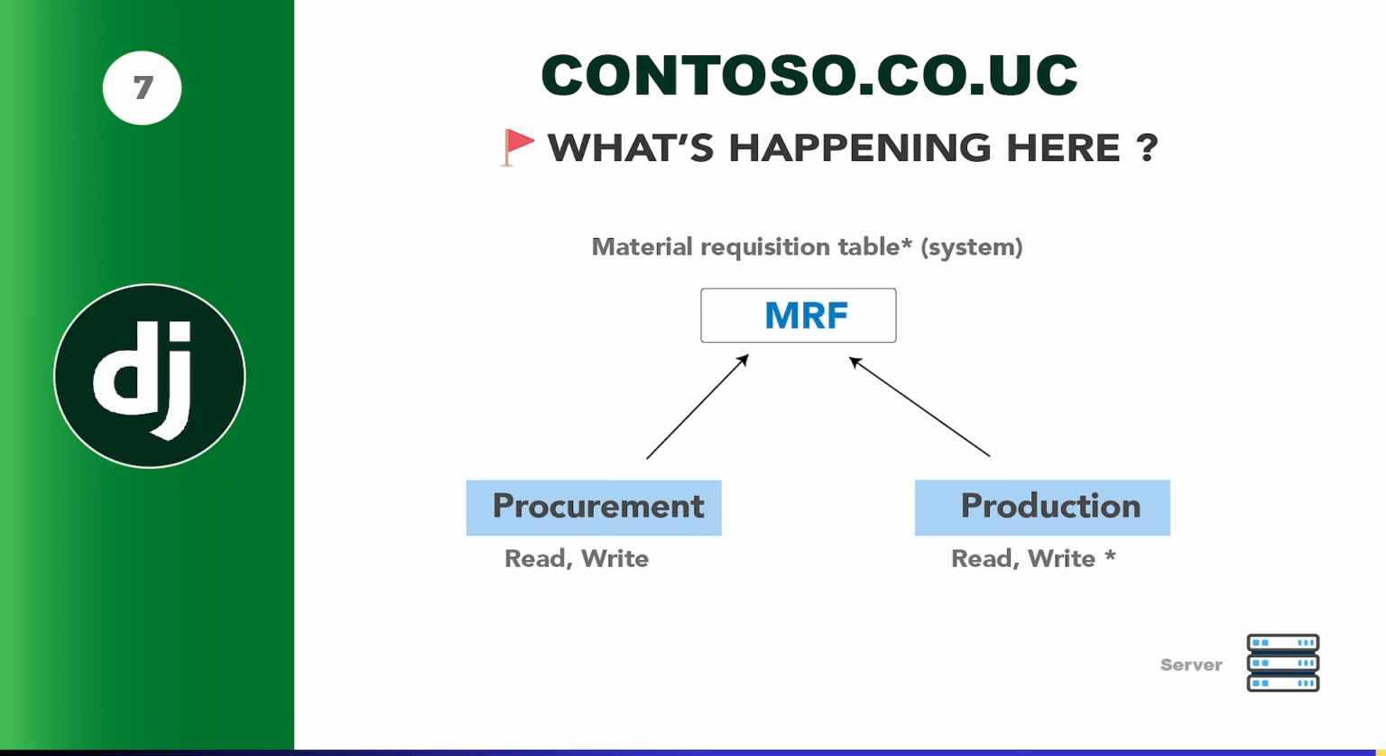What's happening is that both the production and the procurement have access on the procurement system, or both of them can submit the material requisition form. As you can see in this case, material requisition table, it's not really a table because to submit that requisition form, maybe one or more tables have to be taken into consideration.